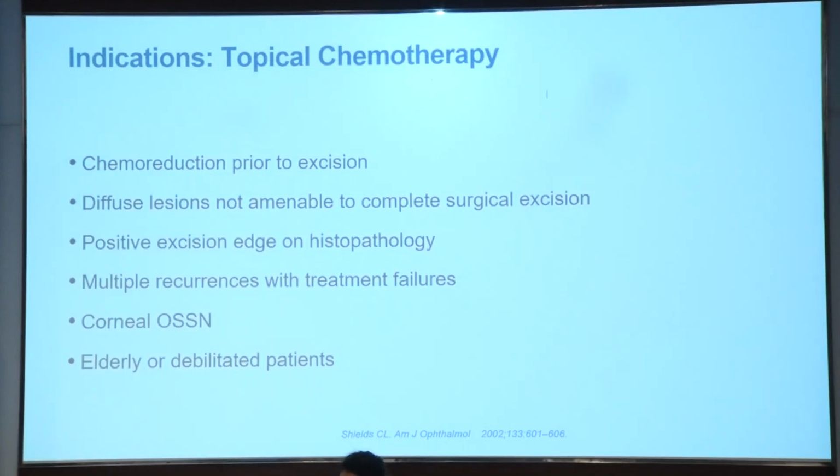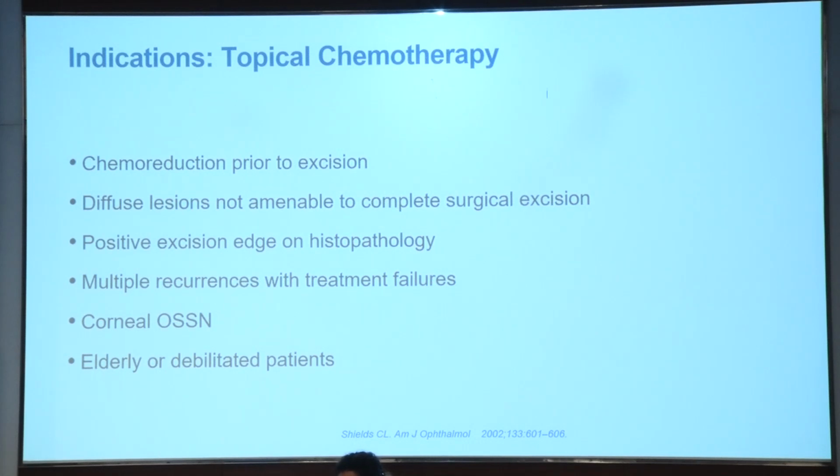So there are specific indications for topical chemotherapy, not that for every patient you give interferon or mitomycin blindly. Basically, one is that if you are planning an excision but the lesion is too big, you want to reduce the size of the tumor, so you give topical chemotherapy and then take up the patient for surgery later. If it's a very diffuse lesion where you think surgical excision will not be possible, that's one indication.